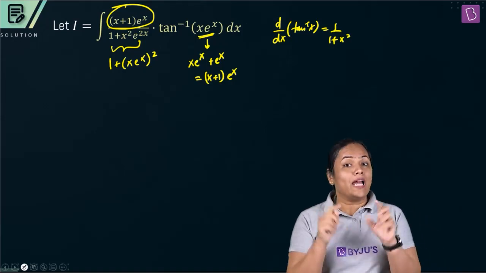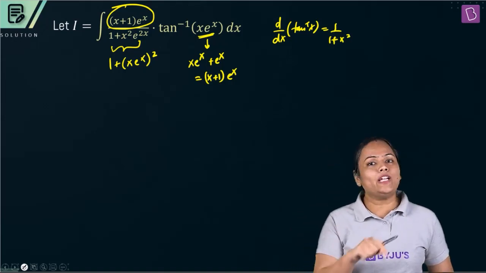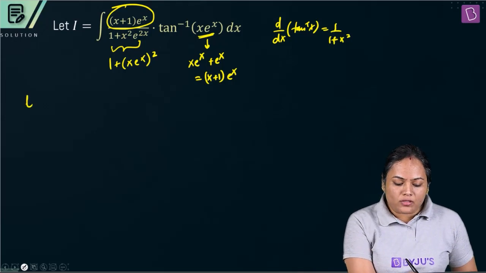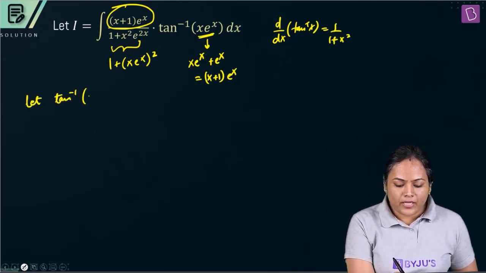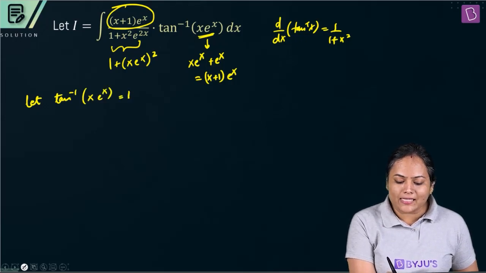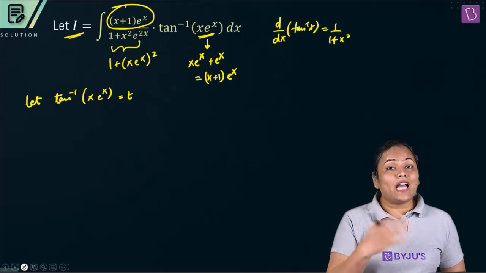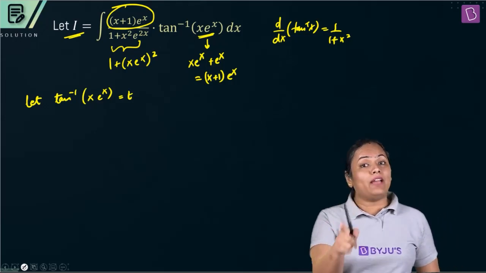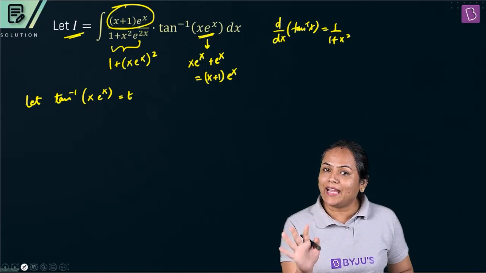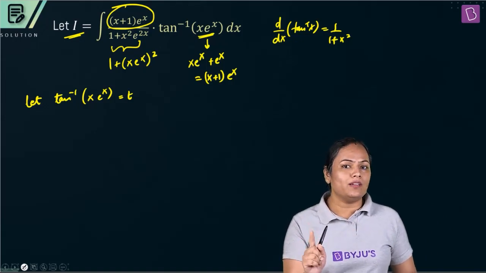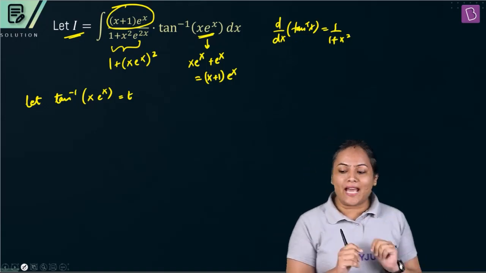So therefore, now what I can do is, I'm going to substitute tan inverse of x e raised to x as t. If I've assumed this entire integral as I, and now when I differentiate both sides, I will apply the chain rule, right? And you already know how to do it. First of all, we'll differentiate tan inverse.